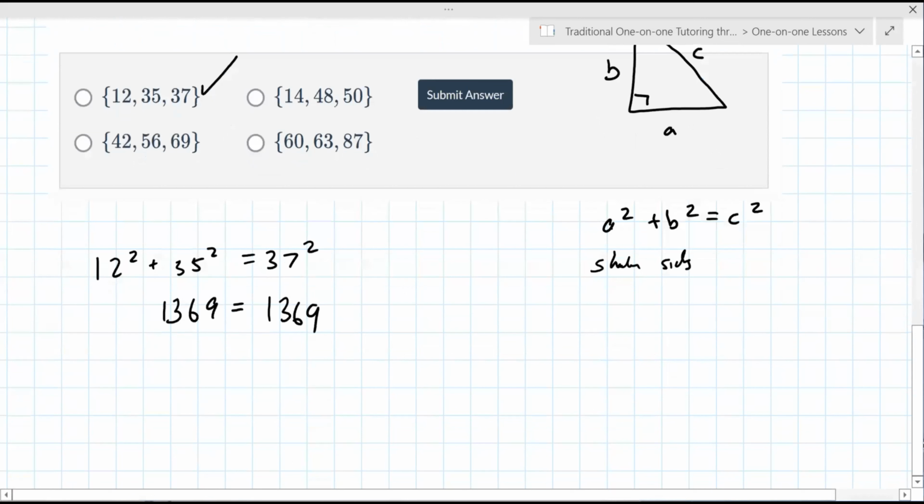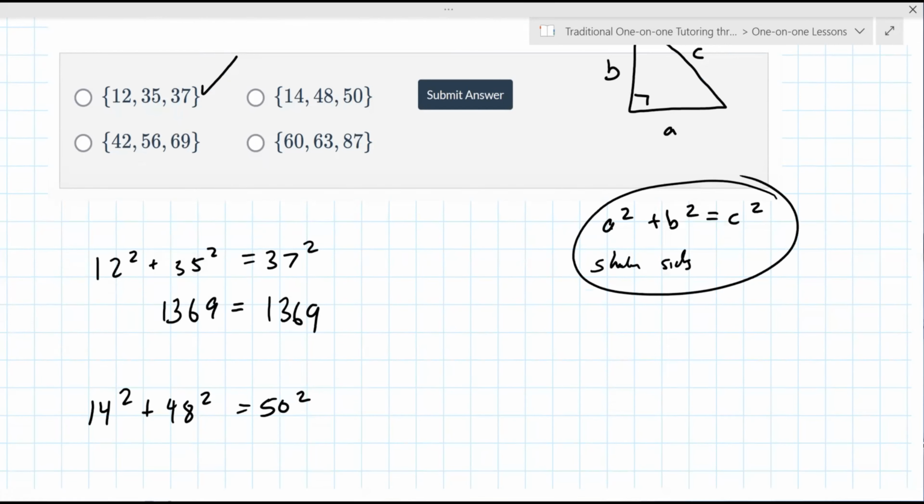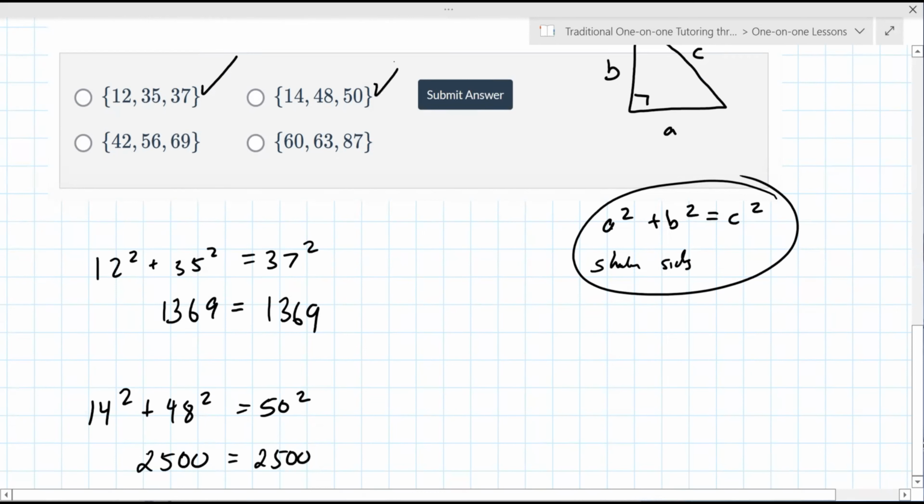We have to take the next grouping of numbers and ask ourselves, is 14 squared plus 48 squared, does that equal 50 squared? And this is the Pythagorean theorem. This is a squared plus b squared equals c squared. You're going to see this all year long. You're going to use it over and over again. So 14 squared plus 48 squared. Okay, that's 2,500. 50 squared is also 2,500. So this one also works.